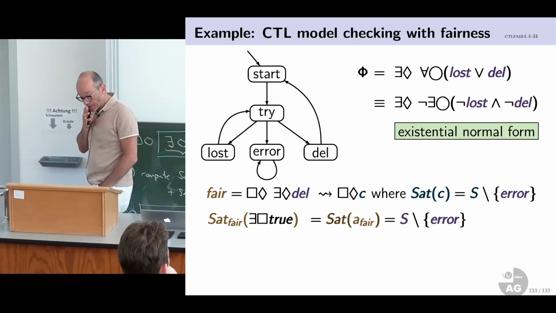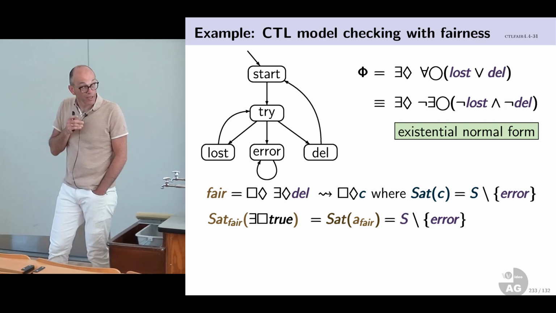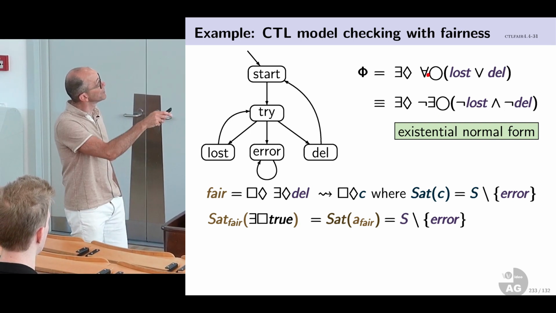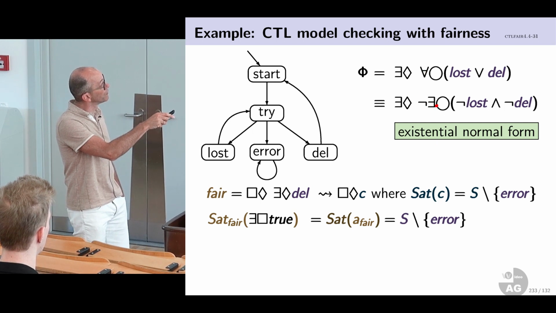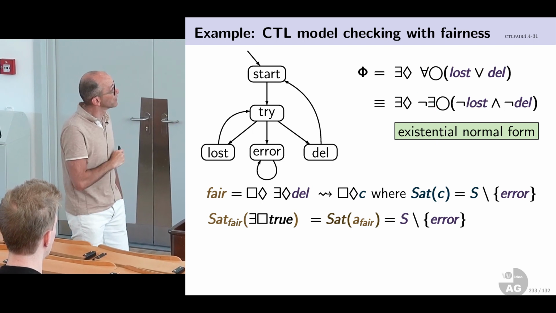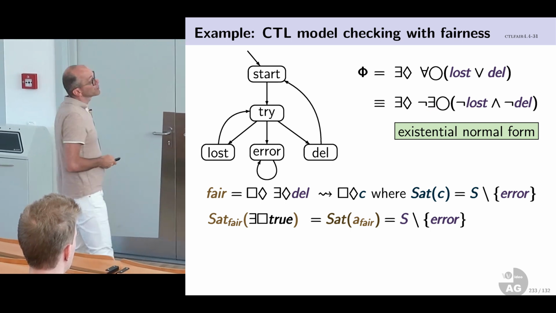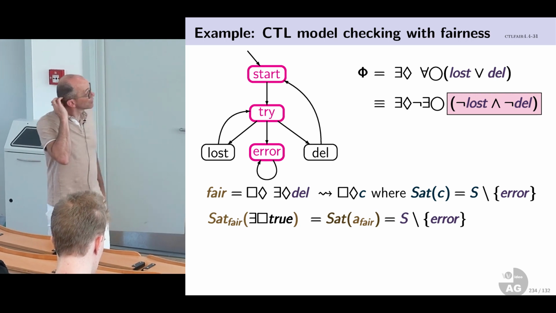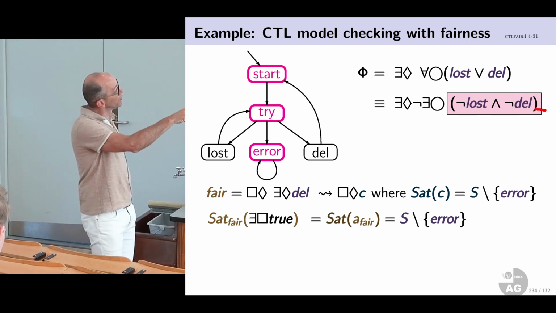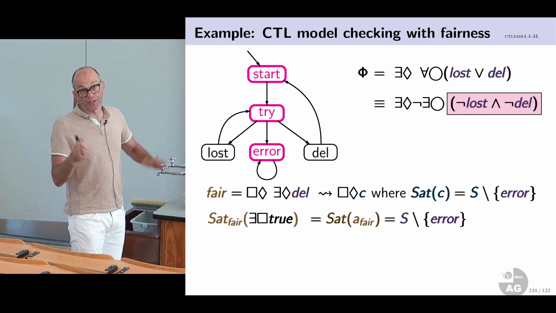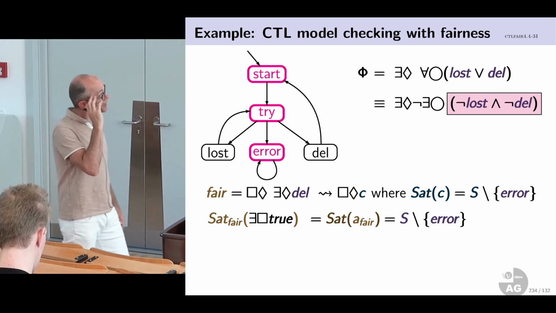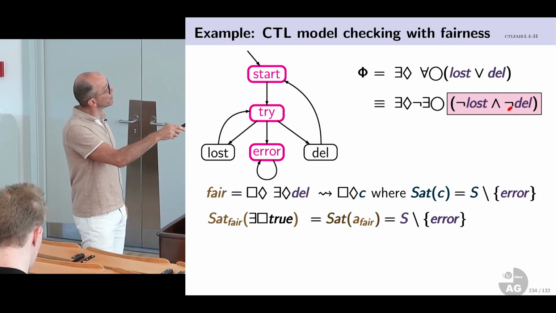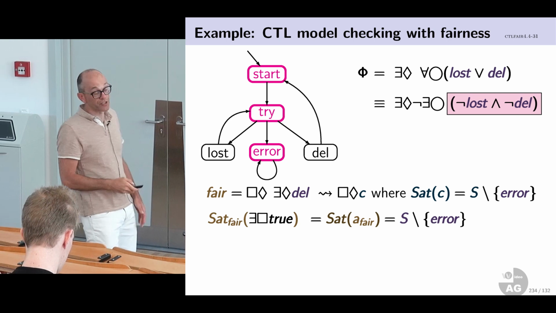The first thing I do is I replace this CTL formula and I transform it into existential normal form. That's relatively easy here because this just becomes a negated existential normal form and this disjunction becomes a conjunction. Now what we need to do is check this formula. So the way to do that is, this was the existential normal form formula. We work SAT for CTL inside out, bottom up, or recursive descent over the parse tree. So which states satisfy not lost and not del? That's pretty easy. Those are the 3 states in the middle.